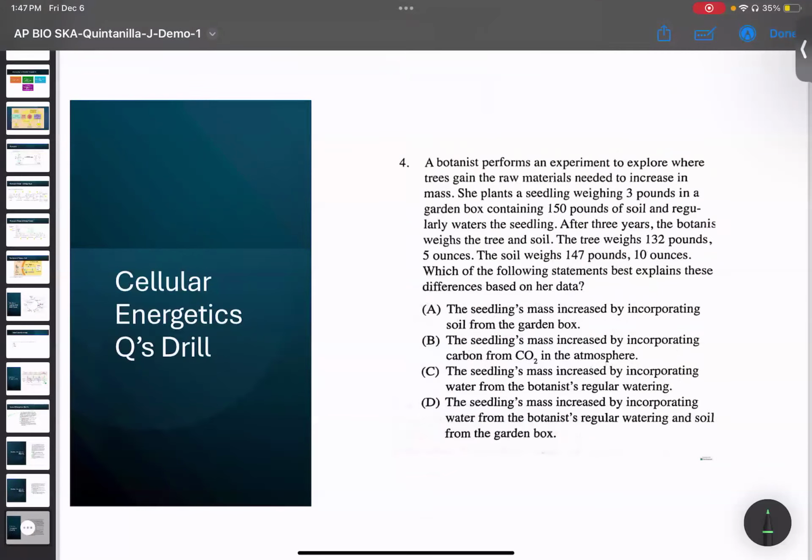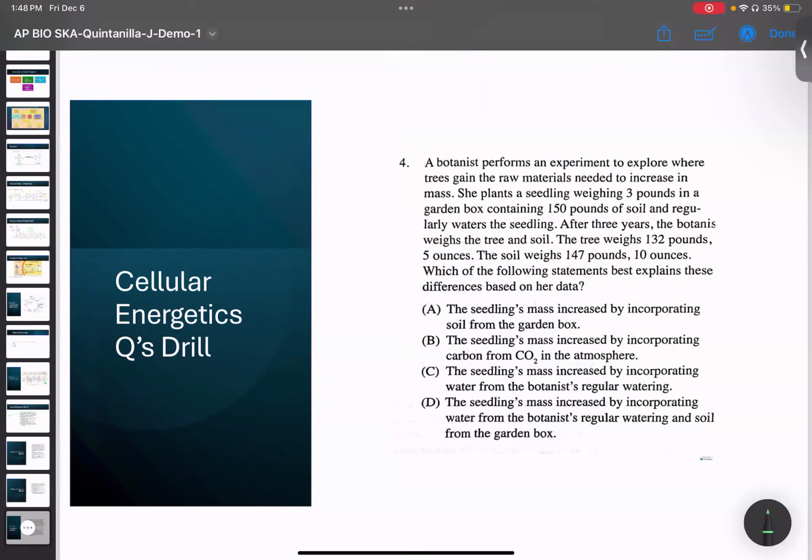So we know that she added in the beginning 150 pounds of soil. The seedling weighs 3 pounds. So essentially, from 150 pounds to 147 pounds, that's actually nothing. So then the question becomes, where does the plant get the mass from? So let's see what the options are. The seedling mass increased by incorporating soil from the garden box. Well, we know that's not true because you don't get 129 pounds from just a 3 pound difference. So we know that's not true.